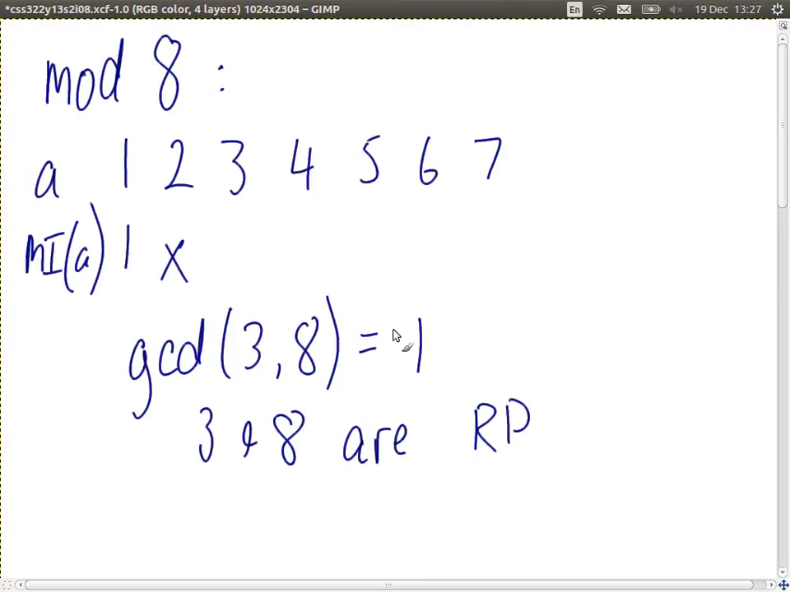And that means that 3 does have a multiplicative inverse. What is its value? 3 times something equals 1. 3 times 3 equals 1 in mod 8. 3 times 3 mod 8 is 1. So the multiplicative inverse of 3 is 3.